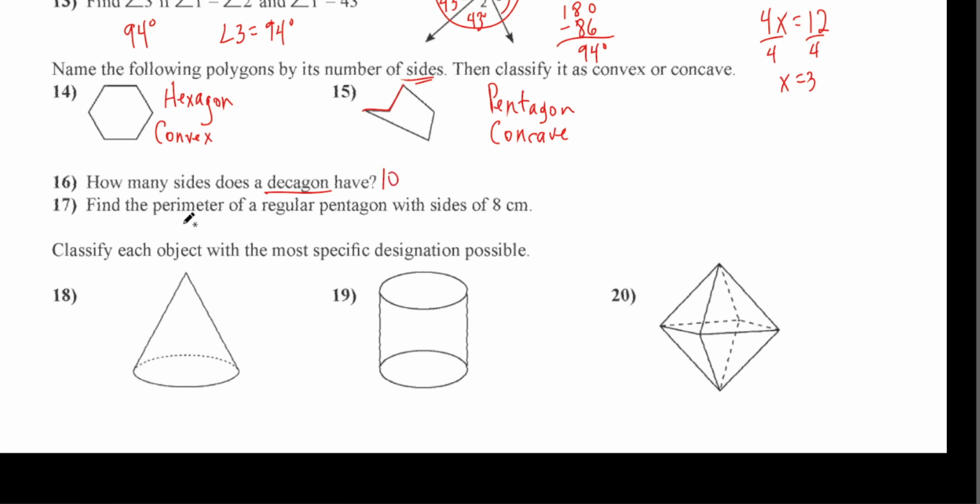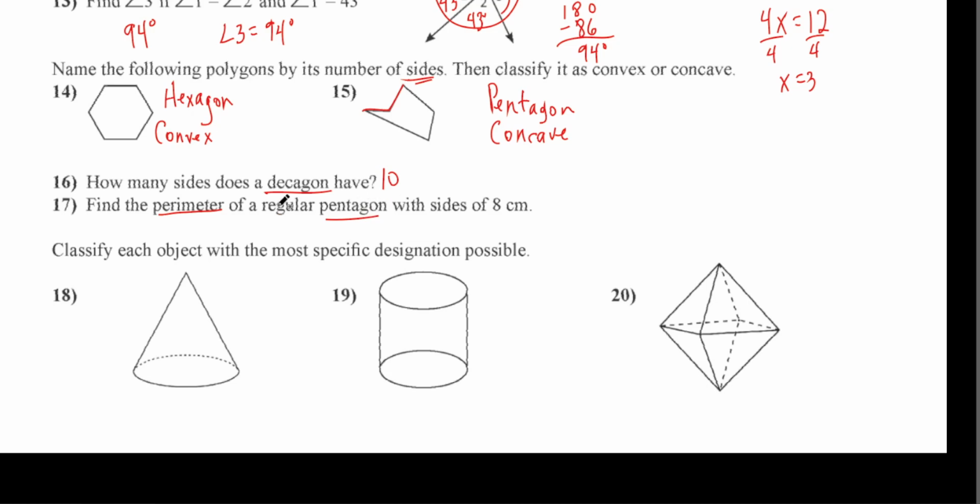What does it mean to be a perimeter? What is it? Say it again. The outside. What do we do? Add up all the sides of the outside of it. Regular means all the sides are equal to each other. And it's a pentagon. So how many sides do we have? We got 5 sides.